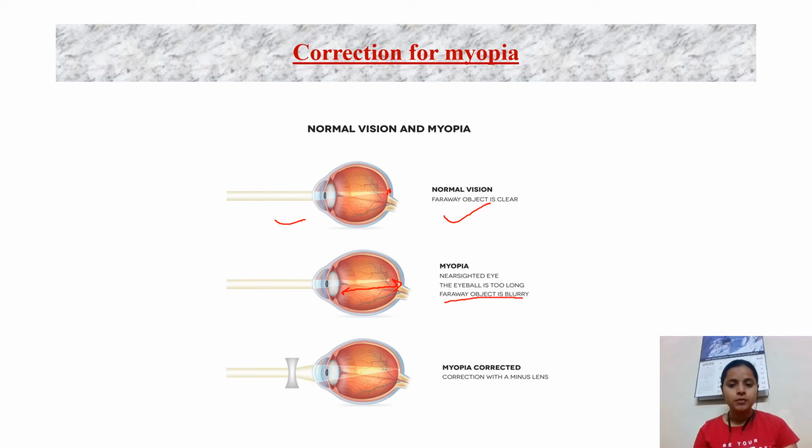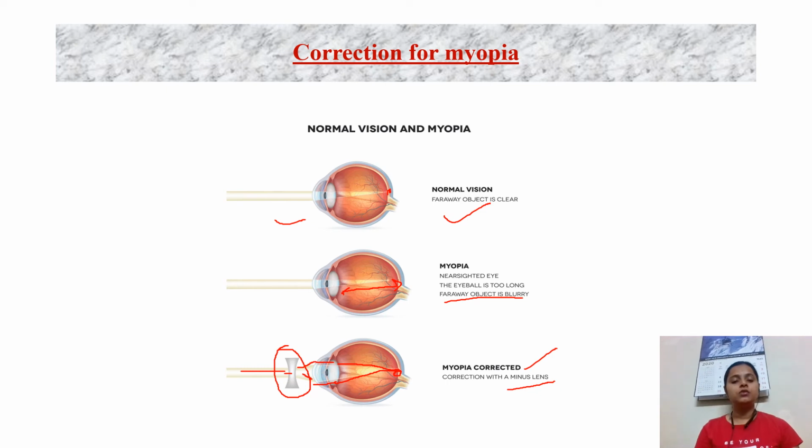And this is the myopia corrected. How is it corrected? With a minus lens. We are using this lens for correcting the myopia. So when we are using this lens, what is happening when the light is coming through here, when it goes through this lens, it somewhat diverges the rays of light which are coming from the object, and then it is passing through the cornea, and then it is traveling in the aqueous humor and vitreous humor, and then afterward it is forming the image on the retina.